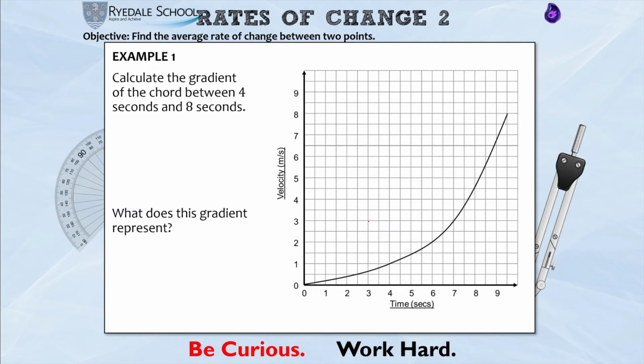So example 1, it says calculate the gradient of the chord between 4 seconds and 8 seconds. And we have got a velocity time graph today with a curved function. So how am I going to do this? Well, I'm going to need to find these points on the graph. 4 seconds is there, and 8 seconds is there. And you're obviously going to join this in with a ruler to make sure that it's neat and tidy, okay? But that is the line that we're going to find the gradient of.